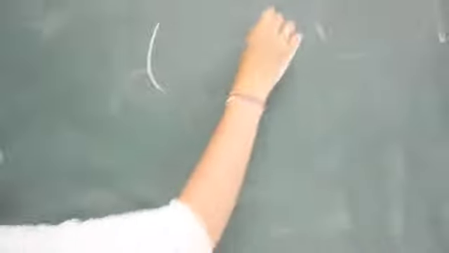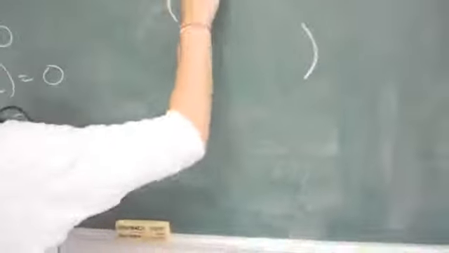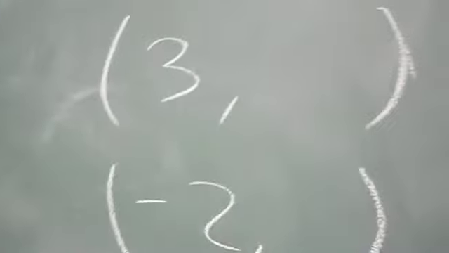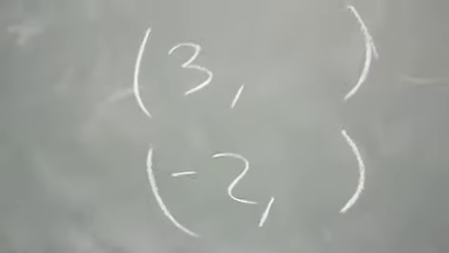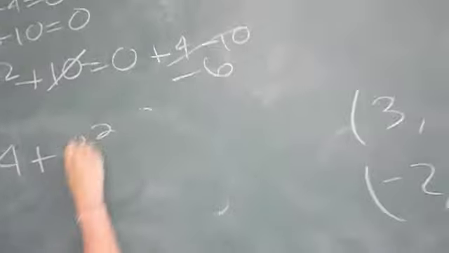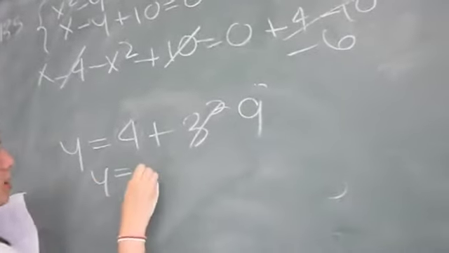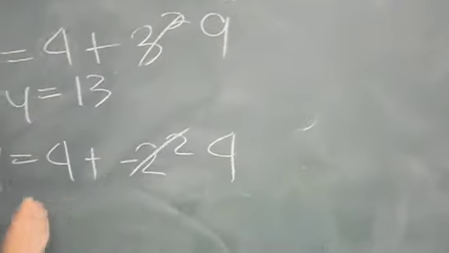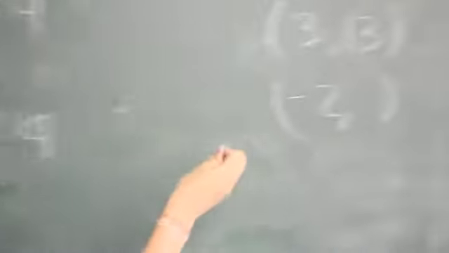So in here I have my 2 points, and I only have x, that is 3 comma something, and negative 2 comma something. So now I'm gonna find the y. For that, I'm gonna substitute the x in this other equation. Y equals 4 plus 3 squared, that is 9. 4 plus 9 equals 30. So there you have your first y. And the second one will be y equals 4 plus -2 squared, that is positive 4. Y equals 8. So here you have your 2 points.